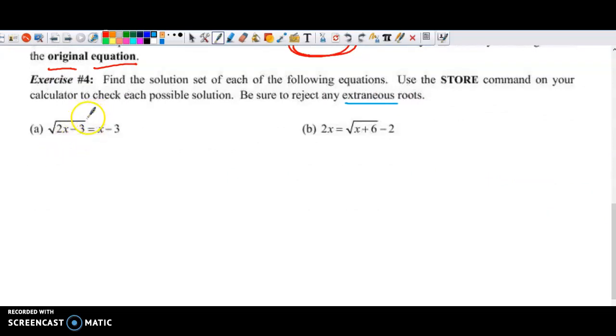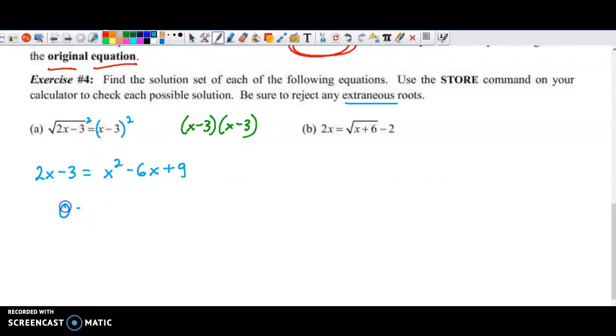You start by squaring both sides. So when I do that, just a reminder, the square root and the square cancel. On the right side, make sure you FOIL that. If you're not sure what I'm talking about, pause the video and remind yourself how to do x minus 3 times x minus 3, because that's what the right side really is.